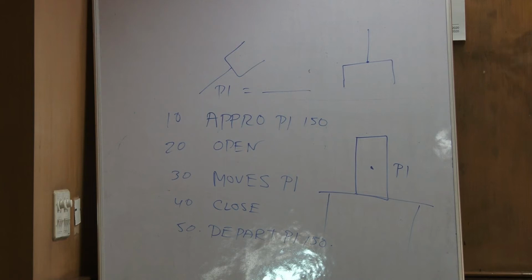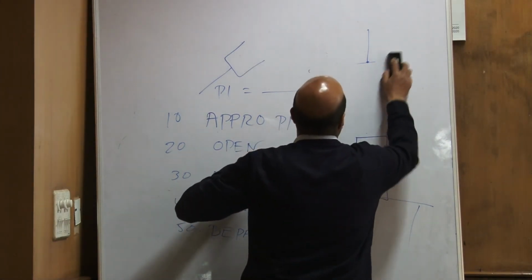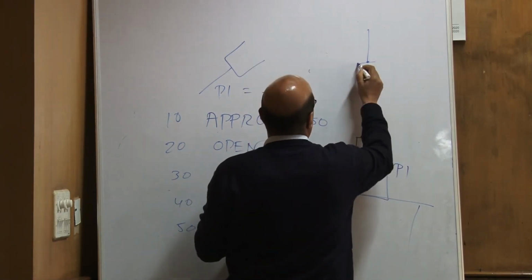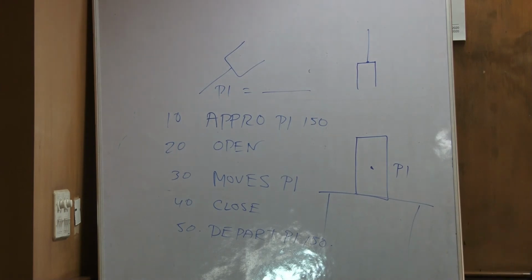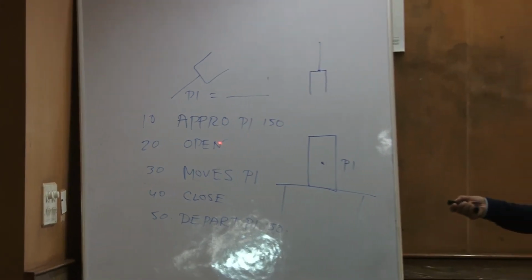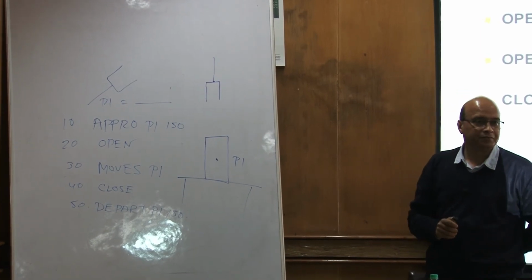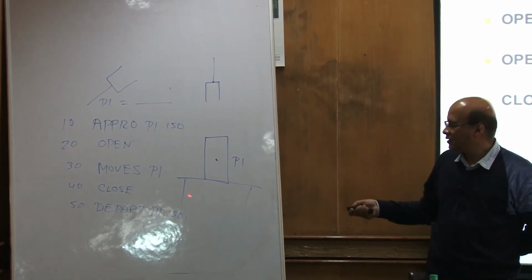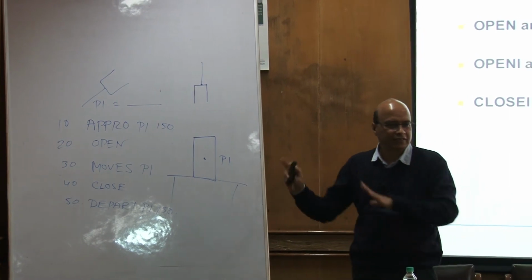There can be tools, there can be other things. In this case, I am saying there is a gripper. Okay. So here, if I draw it correctly, so when it is there, it is closed, and it is coming from closed position. Okay. So now we are saying that it is coming there, approach P1, it has gone there, then we say open, then we say moves P1, and then we say close, and then we say depart. So this has been taken care of. Whoever is writing the program has measured all those distances and put the correct distance. Okay. So those things are correct.